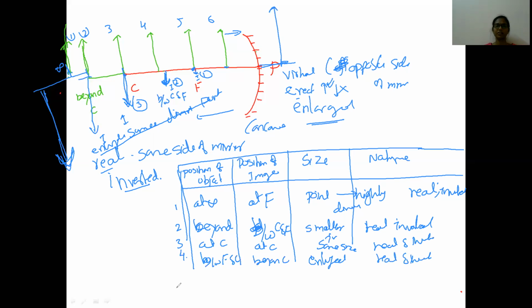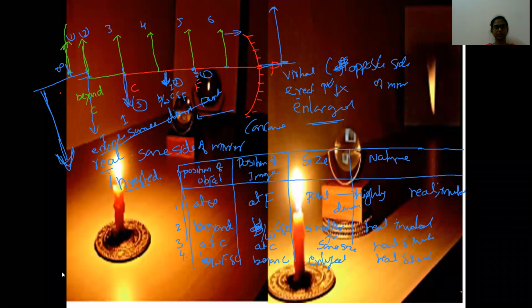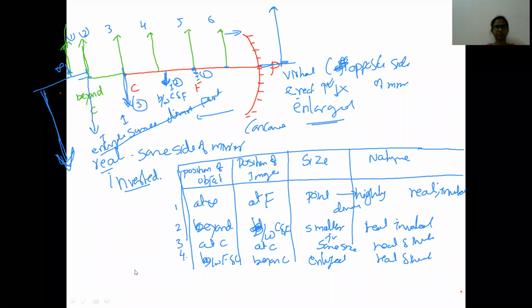Okay, the fifth condition is, when the object is at F, the image will form at infinity, highly enlarged. So again it is real and inverted only.